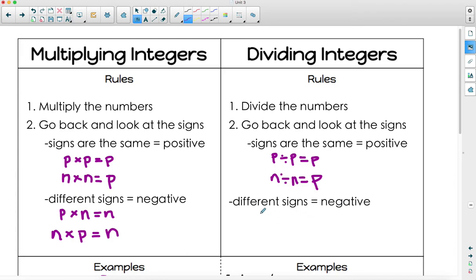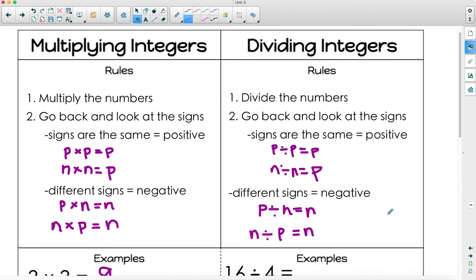Okay, but if I have different signs, so if the first number is a positive and the second number is a negative, that's going to equal a negative. Or if the negative number comes first and the positive number is second, that's still going to equal a negative. Okay, so overall, just recapping, multiplying and dividing integers. You would multiply and divide like normal. Check the signs. If the signs are the same and they match, that's a good thing. They're positive. If you check the signs and they're different, that's a bad thing. They're negative.